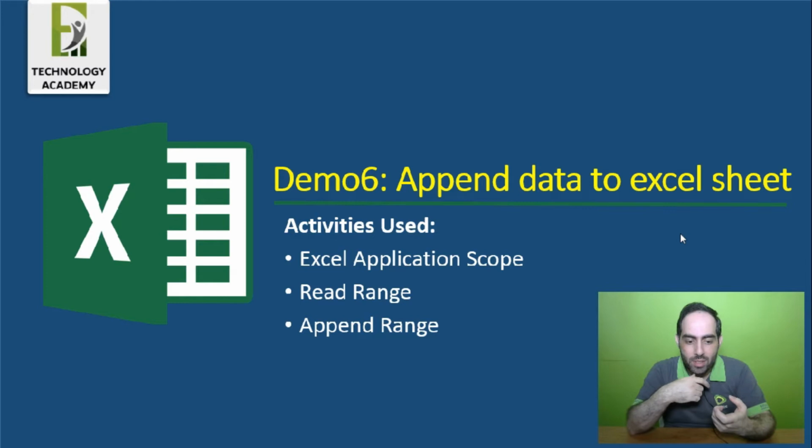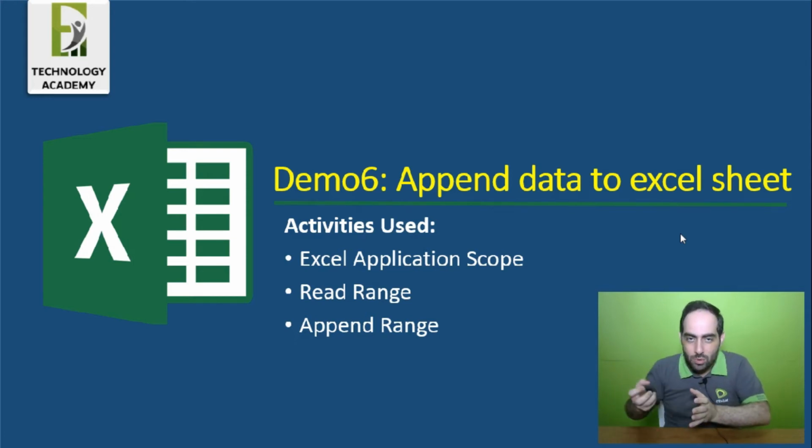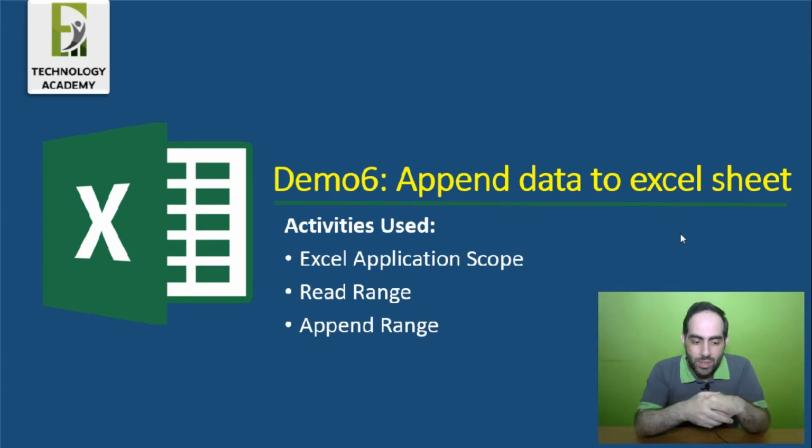We will use Excel application scope to specify the Excel file path, and then we are going to read the data from a certain sheet. We are going to read the data because we need to add the data. So if we are adding the data, we need to read, so we need to have a source of data. That source of data we want to read from, and we will try to append this data into another Excel sheet.